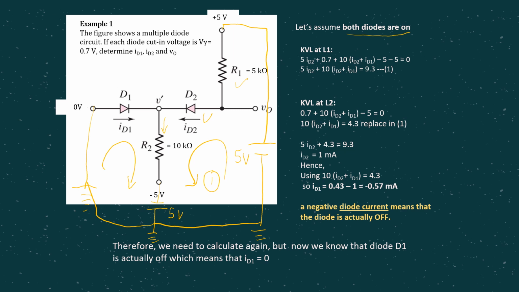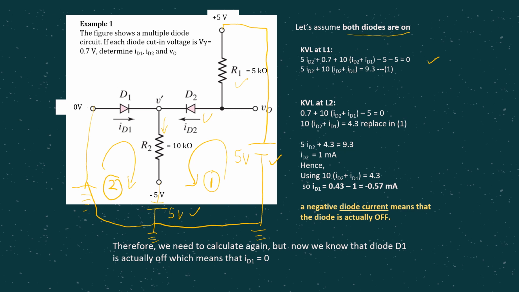Then minus 5, considering this negative polarity, and minus 5 another one, equals 0. This is KVL for the first loop here. Then you are having two unknowns here, ID2 and ID1. Then let's have a look at the second loop here.